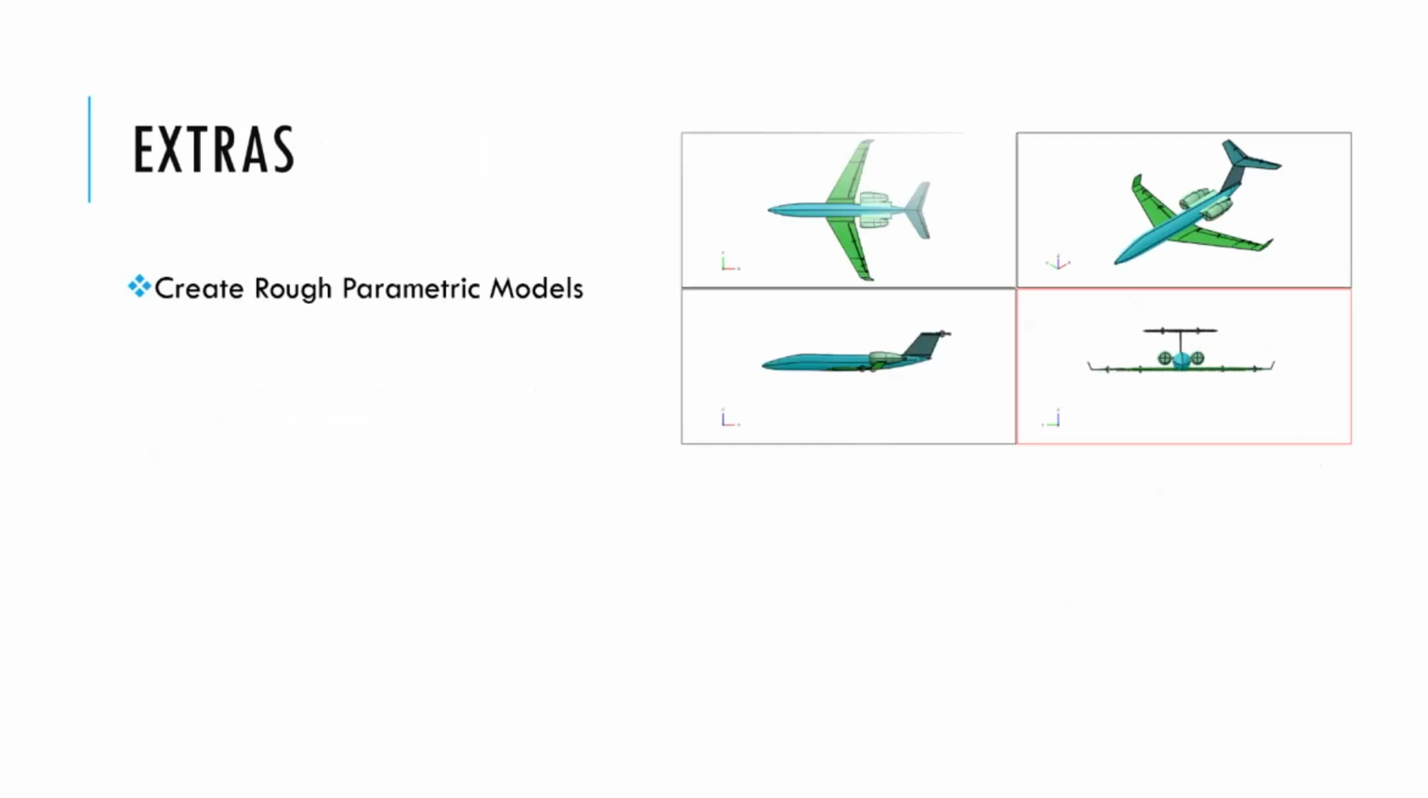Now, it is a good idea to create rough parametric models because we are asking you to give a 3-view diagram of the aircraft. So one can do that like this. We are expecting a diagram like this. This can be done using a software called OpenVSP, which is a free software by NASA.